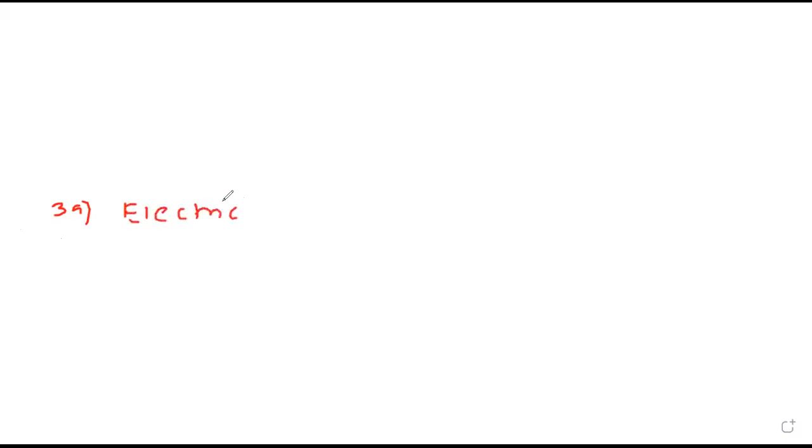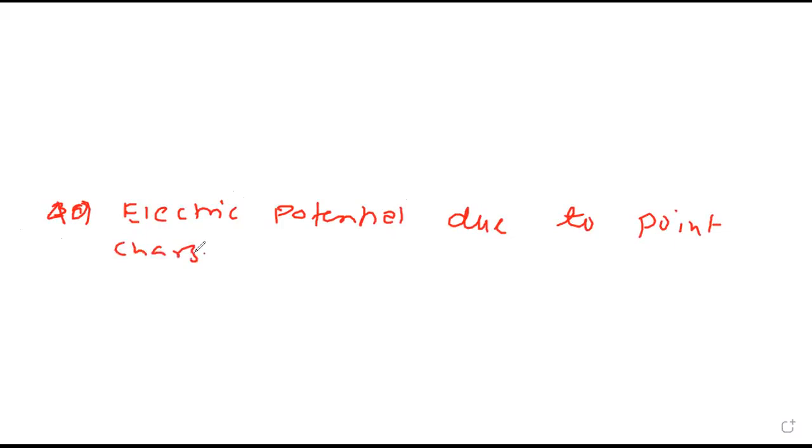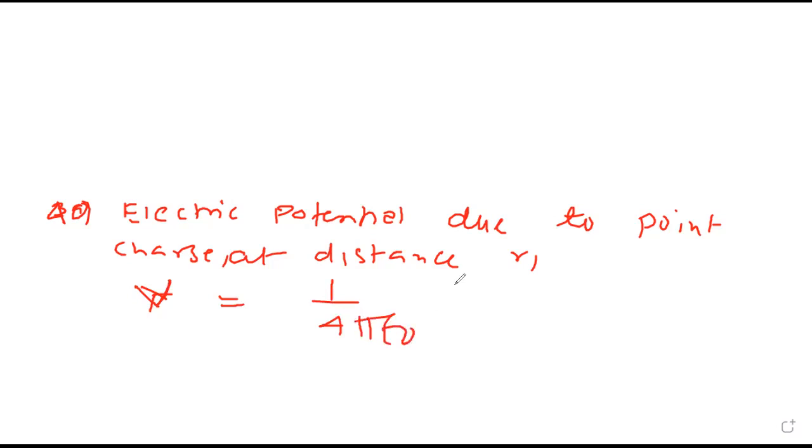So 40. Electric potential due to point charge at distance r is V equals to 1 upon 4 pi epsilon naught Q by R.